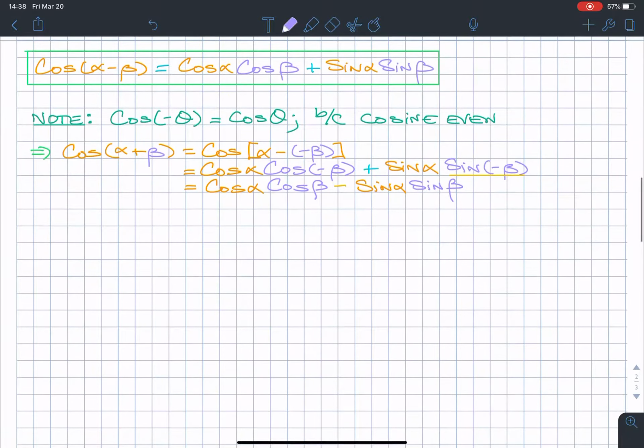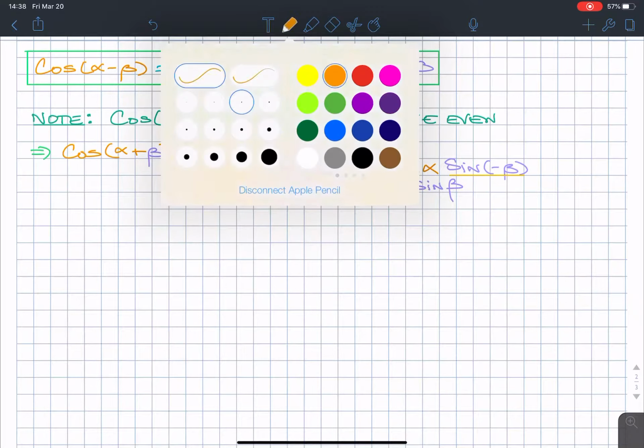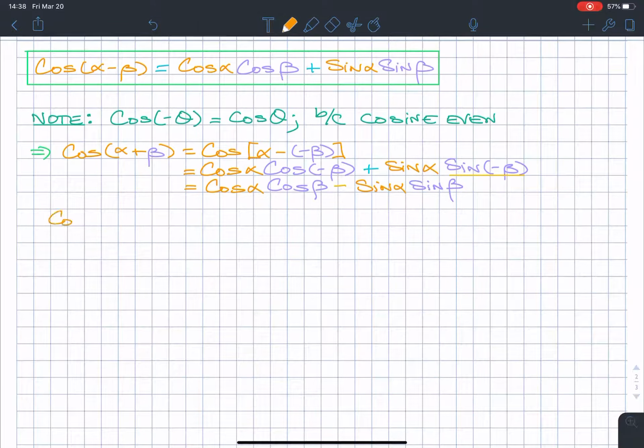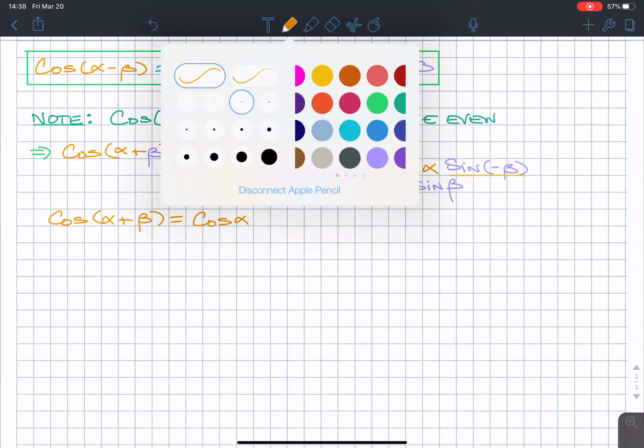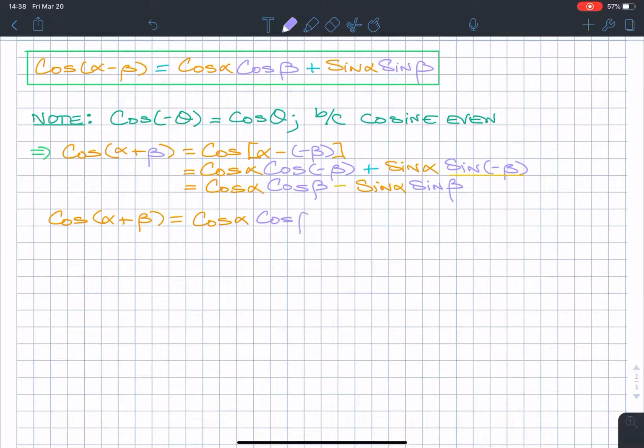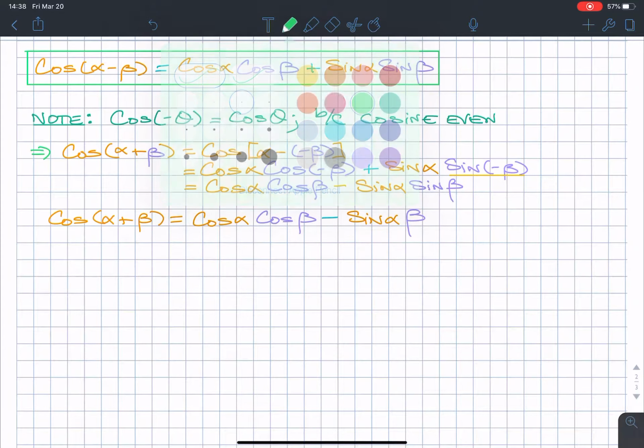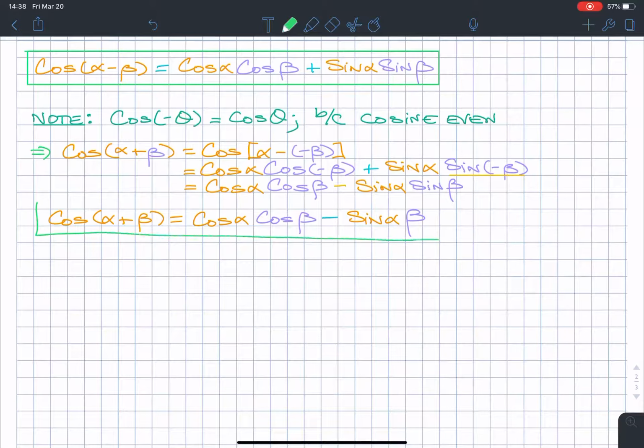Okay, so I have another identity, namely cosine of the sum alpha plus beta is cosine of the first, alpha, times cosine of the second, beta, minus sine of the first, alpha, times sine of the second, beta. Okay, don't worry, I will recap these. I just want to show you how I'm deriving them.